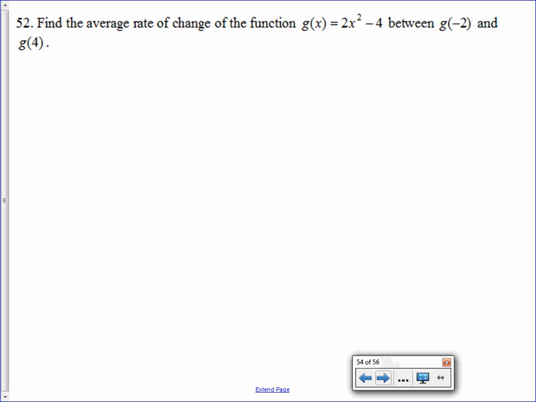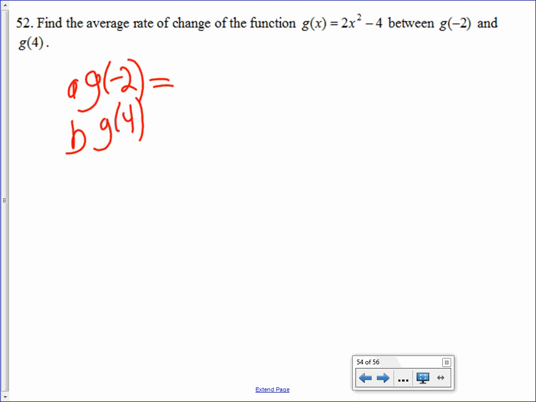We got another one here. We got G of negative 2. We've got G of 4. Let's call this one A. Let's call this one B. 2 times negative 2 squared minus 4. 2 times 4 squared minus 4.